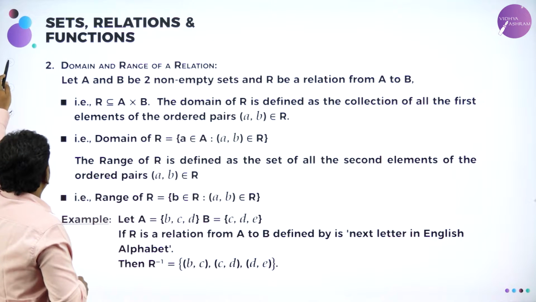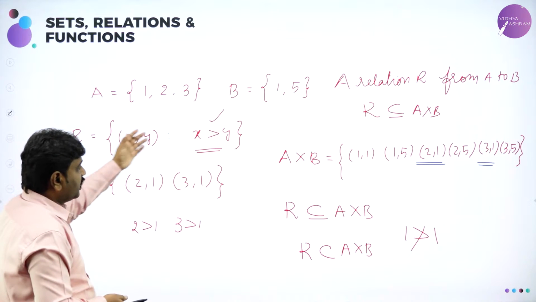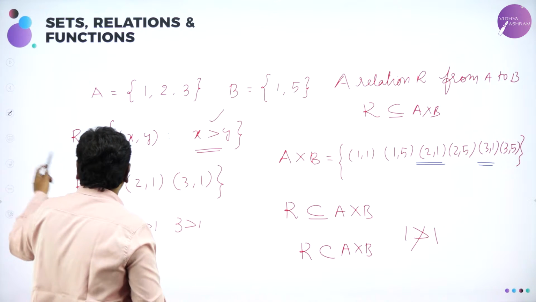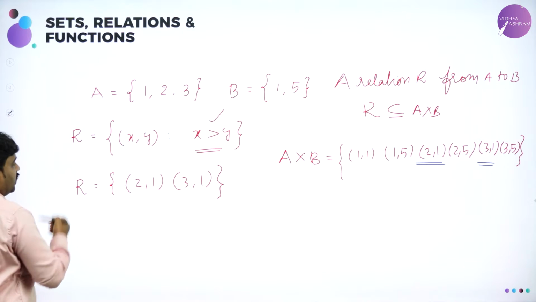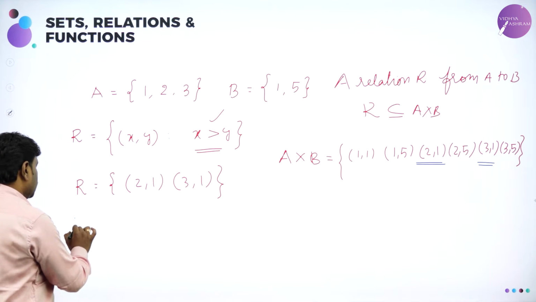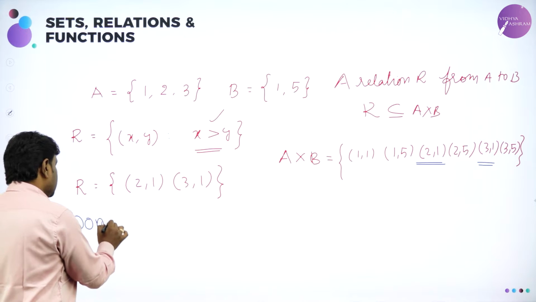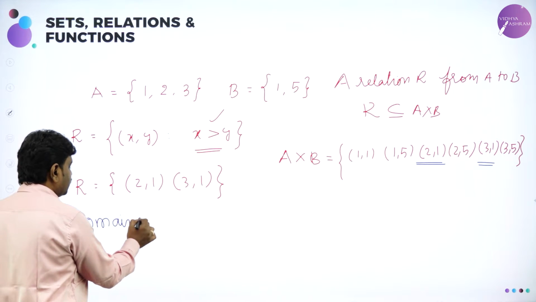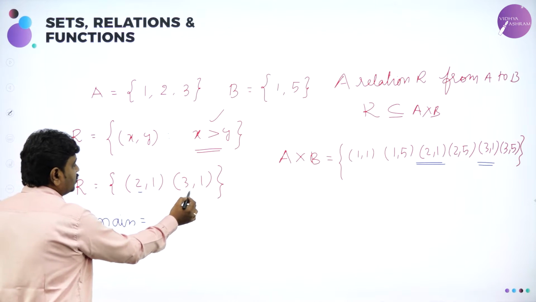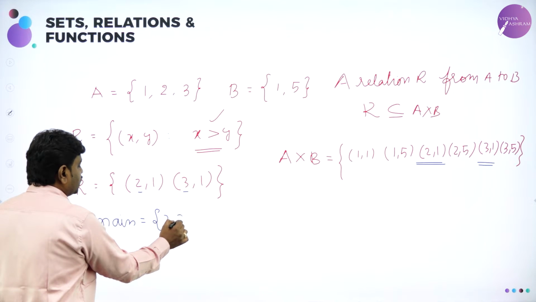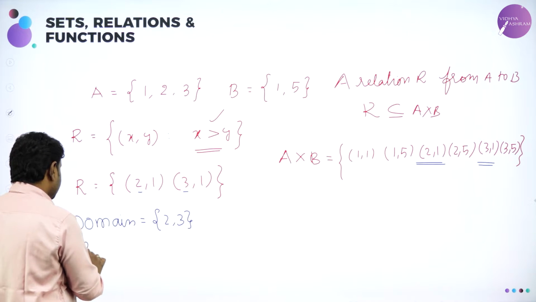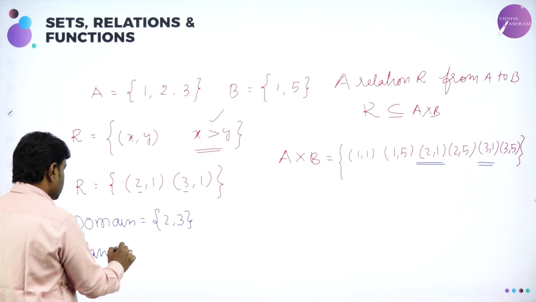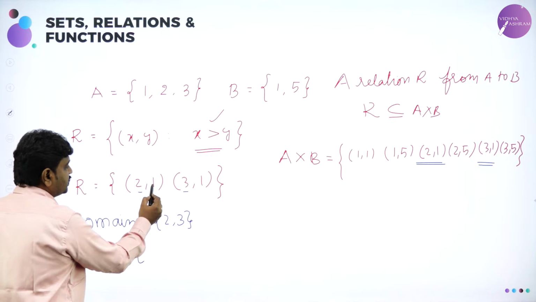For example, we'll go back. Here I wrote a relation. Can you see this? I can write the domain. Domain means set of all first elements. What are the first elements? 2, 3. So write them in a set, that is the domain. Then range. What is range? Set of all images, that is second elements.